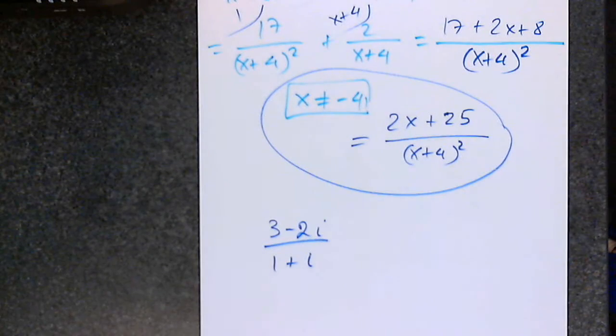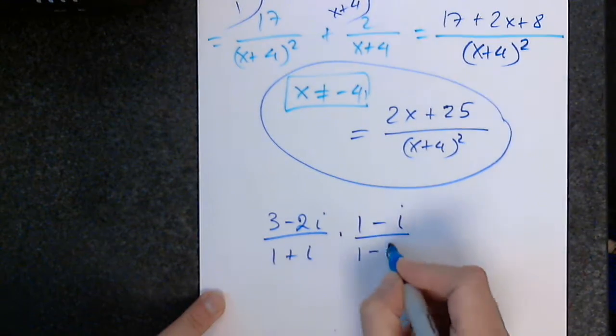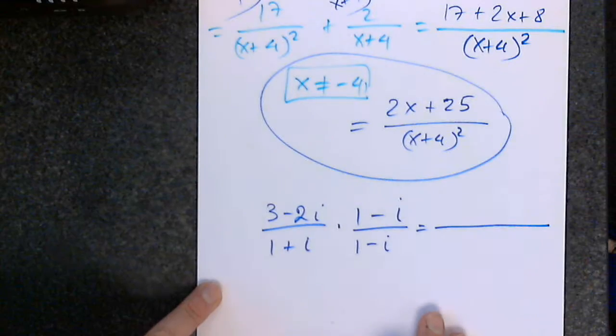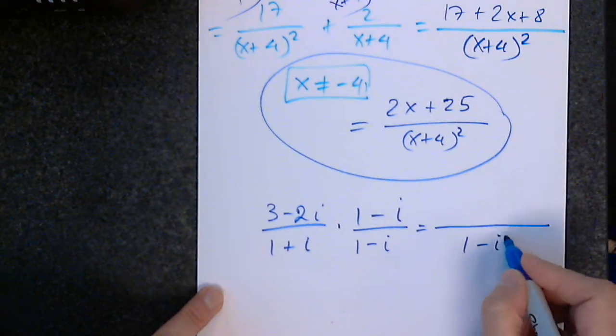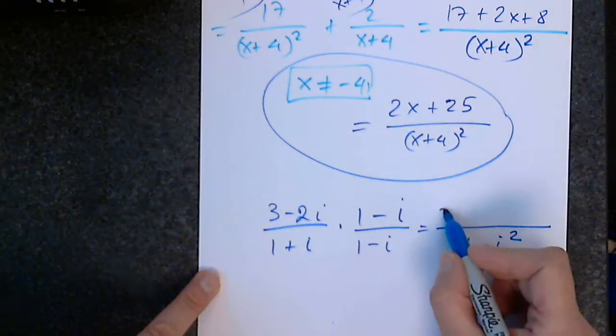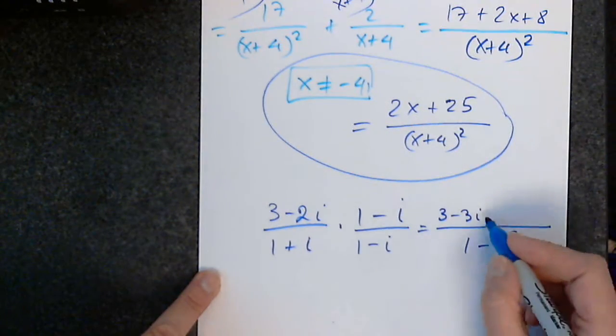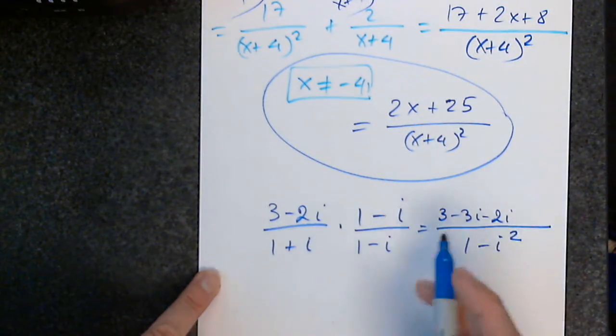Okay, so what do you think we're asked to do here? These are two complex numbers. We are asked to divide them. So then what do I do? Multiply by the complex conjugate. The denominator is easy. We are using the same formula. It's 1 minus i squared. But the top needs work. 3 times 1. 3 times negative i. Negative 2i times 1. Negative 2i times negative i.